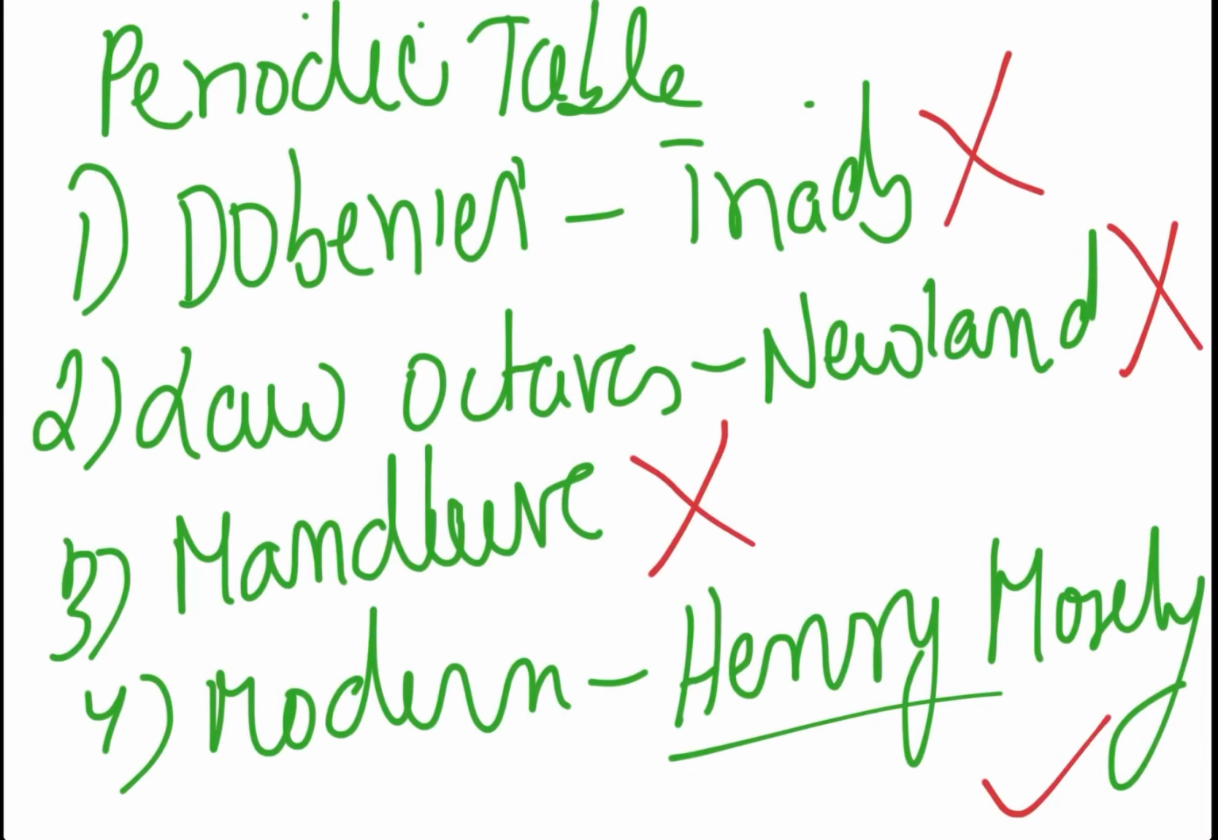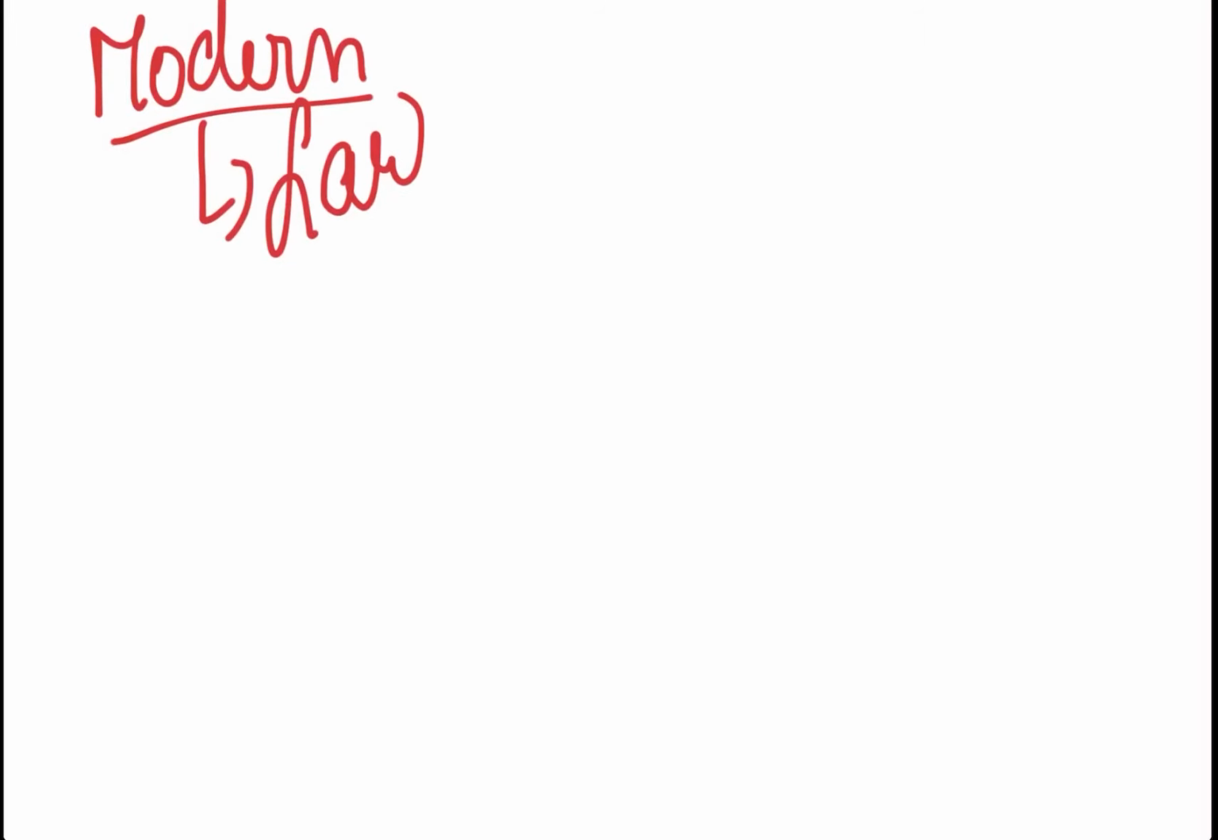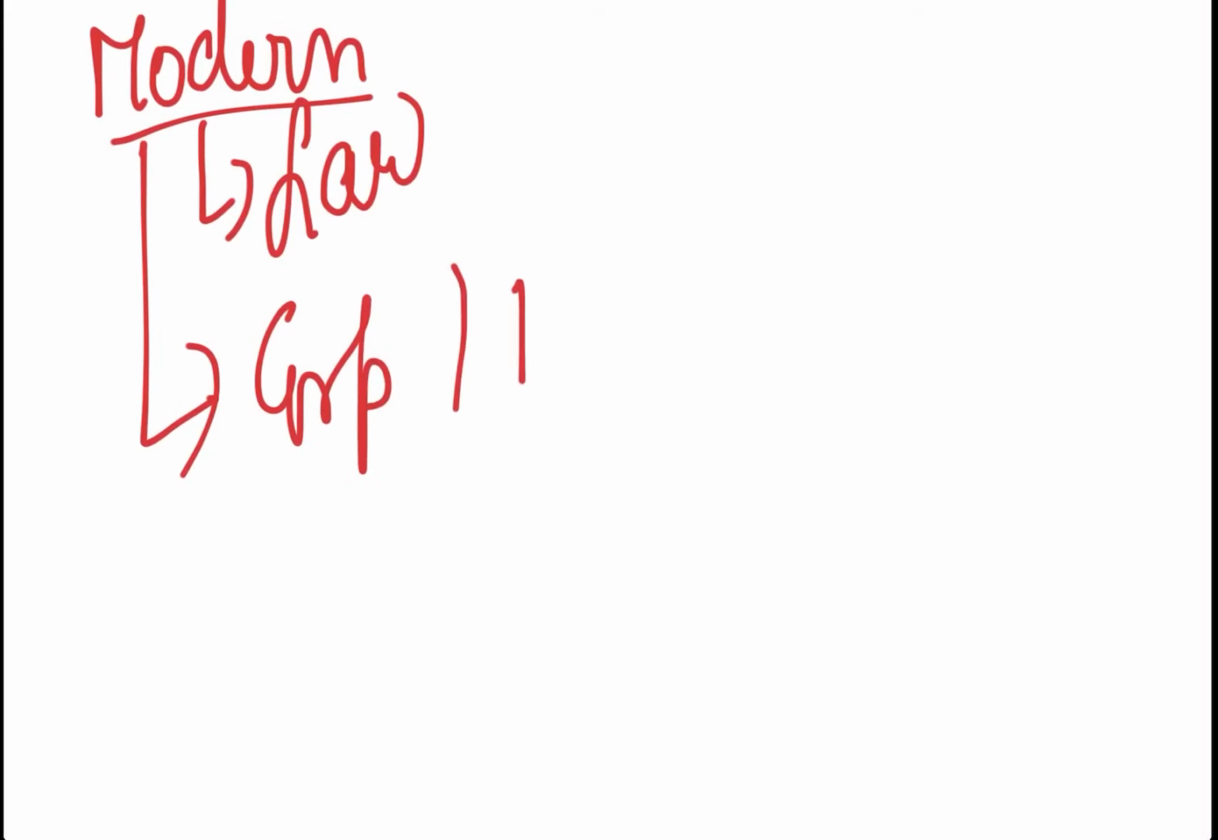Now coming separately to the modern periodic table, which is the most important topic, and you will definitely get a question from this. Here what you have to do is, you have to learn the law, which is the properties of the elements are a periodic function of their atomic number. You should know about groups and periods. What are groups and periods? And how do they go about in groups and periods? How many are there, etc.